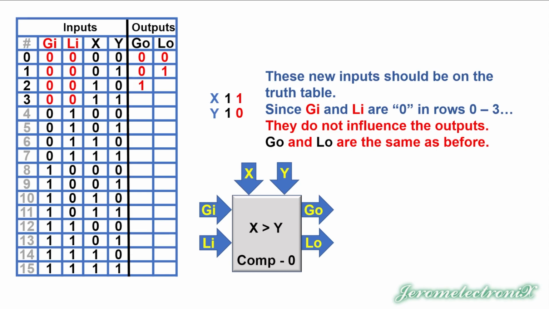Is x less than y, and that is a false statement. And then in the last row, is x greater than y? No. Is x less than y? No. So these are the outputs that we found a few minutes ago.